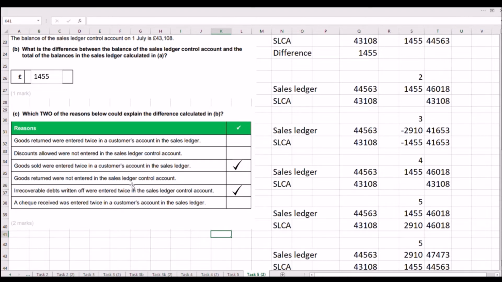Goods returned were not entered in the sales ledger control account. So goods returned would be credit the sales ledger control account and credit the sales ledger. We're going to reverse it out by debiting the sales ledger. It wasn't entered in the sales ledger control account, so nothing in there. So debit the sales ledger, and so it's not there.